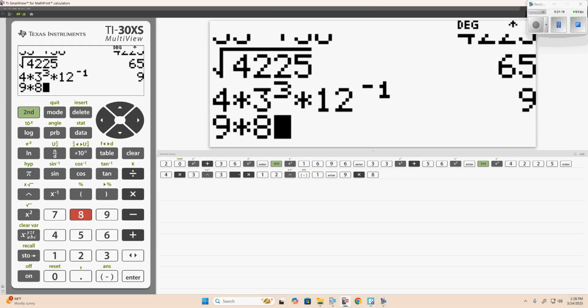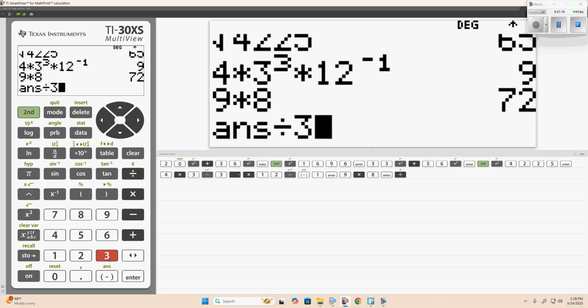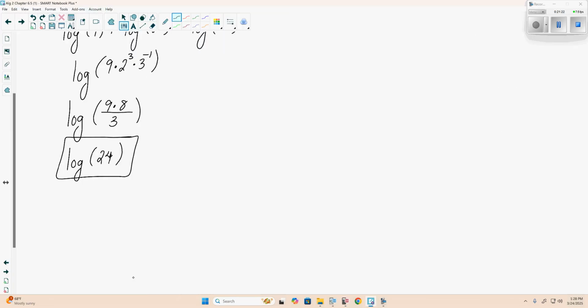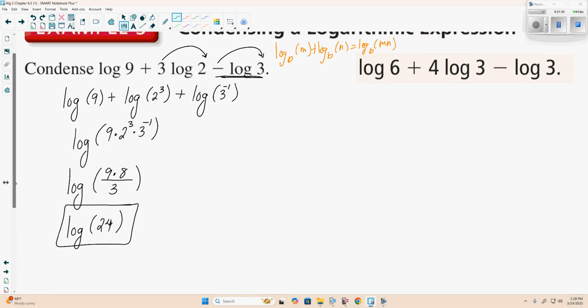We'll actually simplify to 24. 9 times 8 is 72. Divided by 3 is 24. So log of 24. Now it's not asking us to find log of 24. We just wanted to condense it. And any way we can simplify once we get it condensed, we'll need to simplify. Questions on condensing? We ready for the next condense?